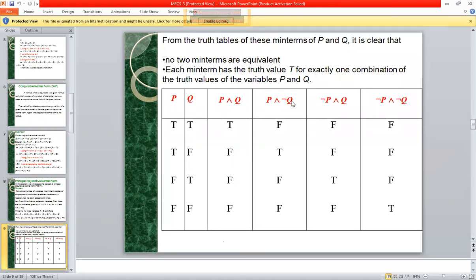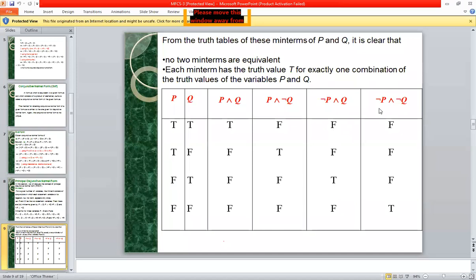So, P and negation Q: when P is true and negation Q is true, then the compound statement has truth value true, otherwise it is false. Next, negation P and Q. Here P has truth value false, so in this case negation P has truth value true, so it gives truth value true. In the remaining cases it is false.